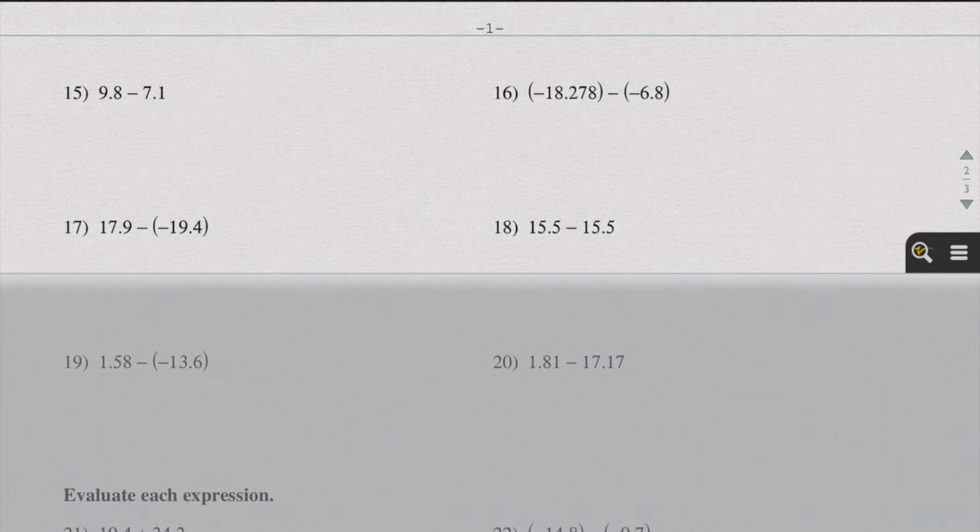Okay, number 15. 9.8 minus 7.1. Let's go ahead and just subtract that straight as we normally would. 8 minus 1 is 7. Bring down the decimal. 9 minus 7 is 2. So we get 2.7.